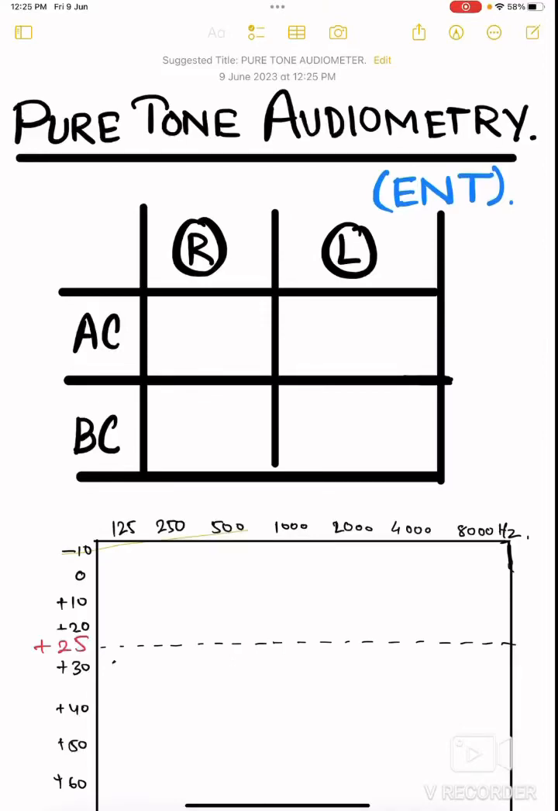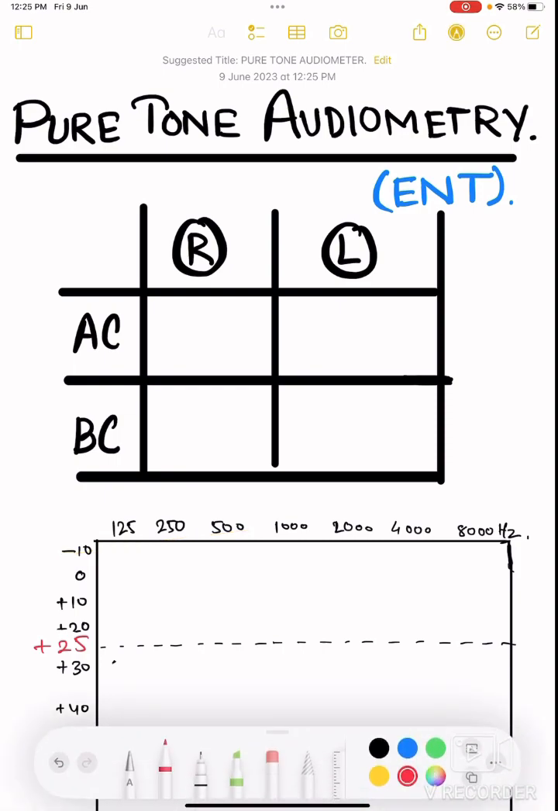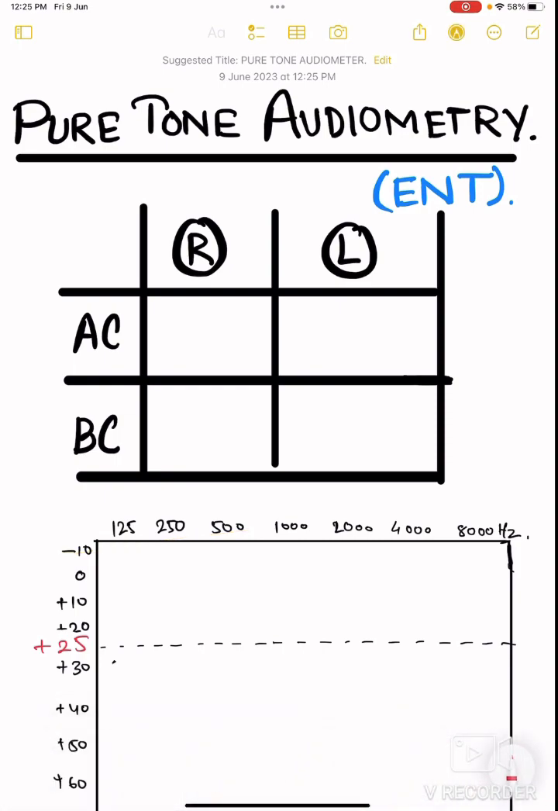Hello guys, so today's topic is pure tone audiometry. Pure tone audiometry is a topic in ENT and a lot of questions are asked from this topic. So let's see about this topic. I am going to discuss only the most important parts which are asked in questions, and not go into details of this topic.